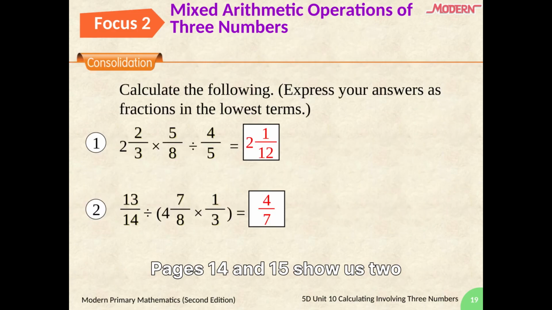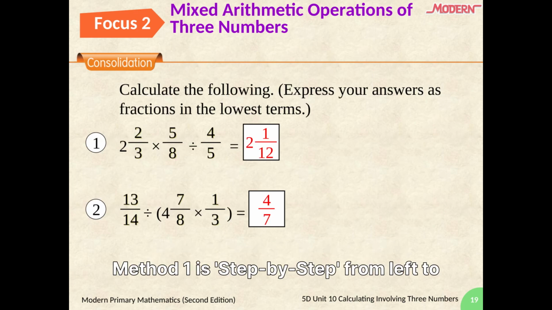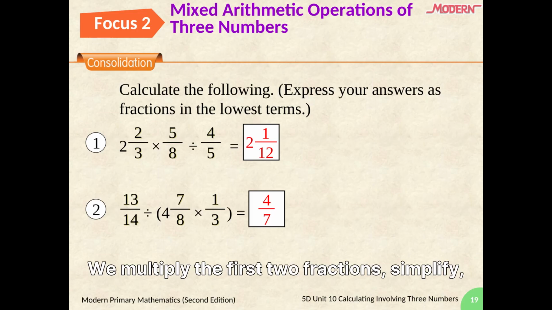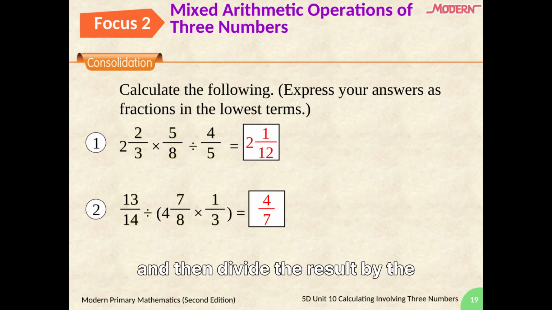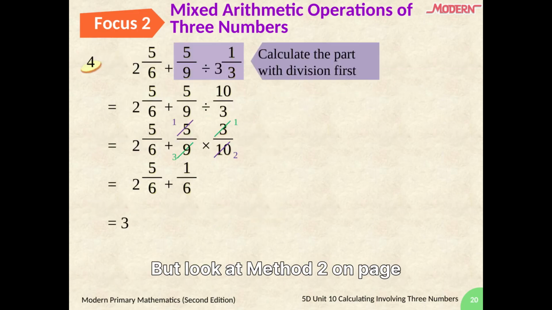Pages 14 and 15 show us 2 ways to handle a mixed string. 2 and 1/7 times 5/8 divided by 3/4. Method 1 is step-by-step from left to right. We multiply the first 2 fractions, simplify, and then divide the result by the third. It's very organized. But look at method 2 on page 15. It's a real time saver.